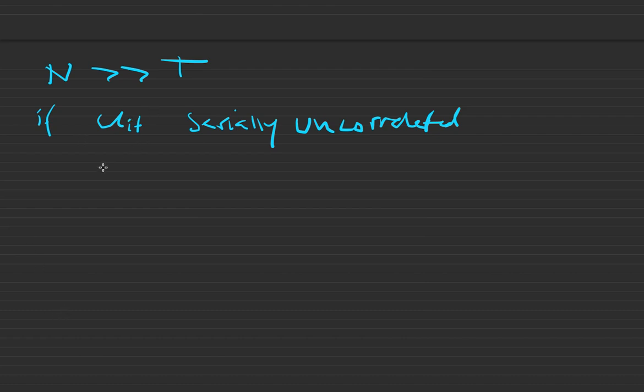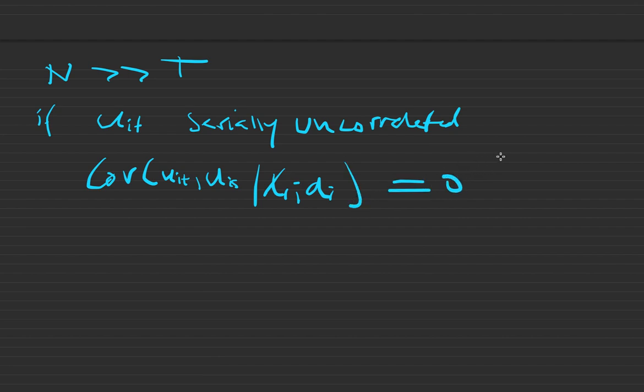We assume that the covariance between u_it and u_is, and this is a conditional covariance, conditional on x_i and a_i, is 0 for t not equal to s. Alright, so we assume that the idiosyncratic errors are uncorrelated.